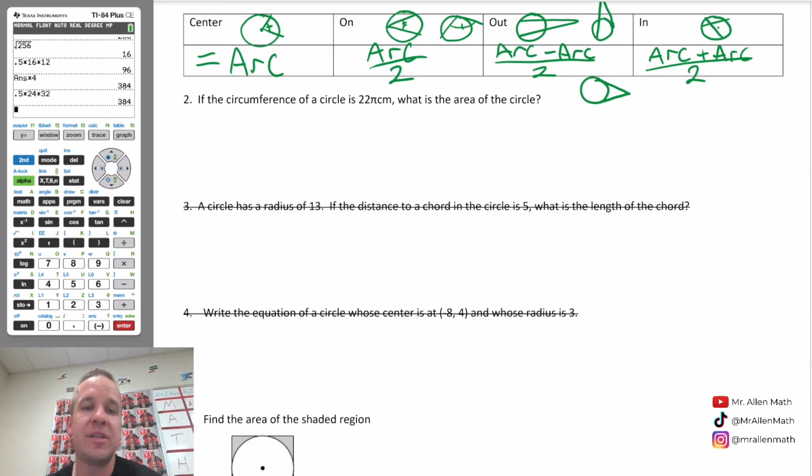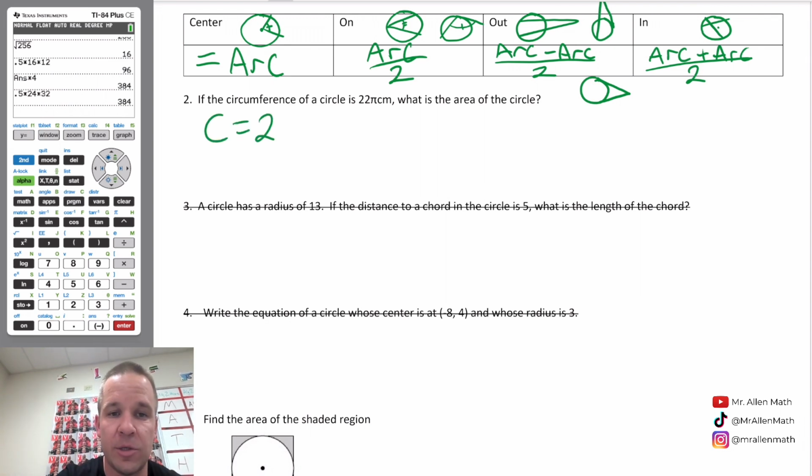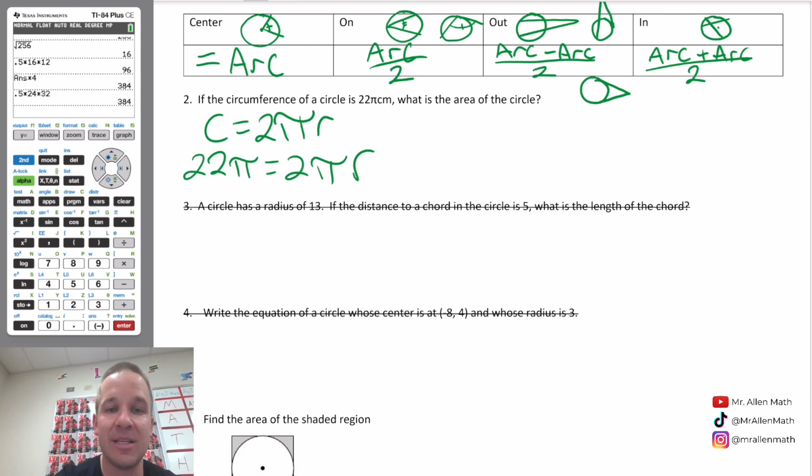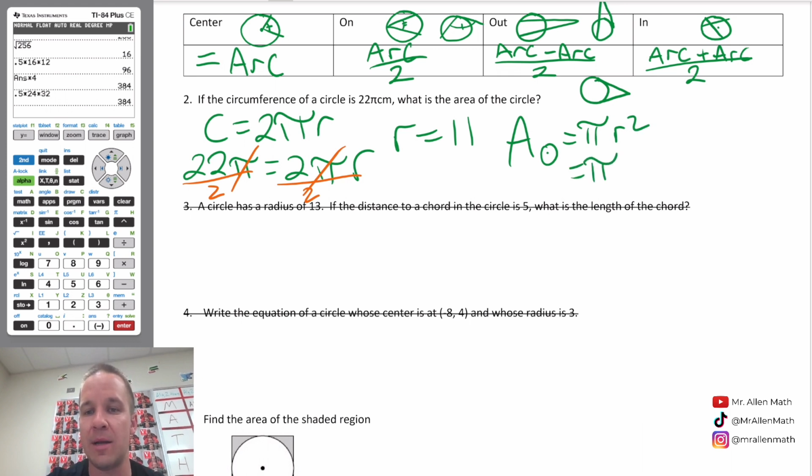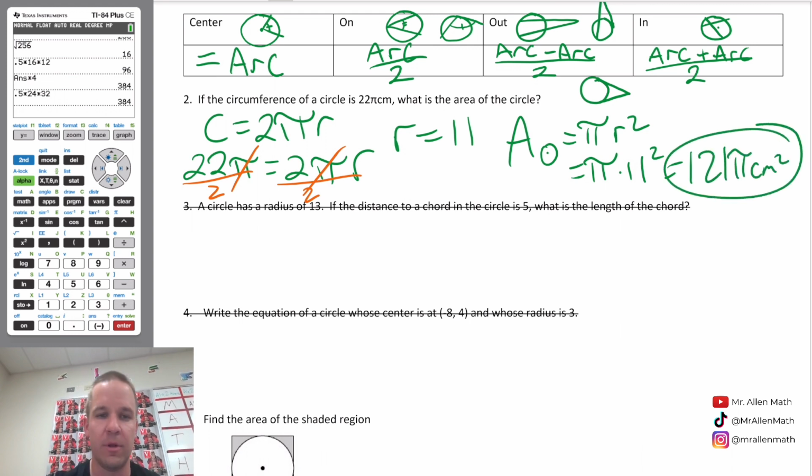So if the circumference of a circle is 22 pi centimeters, what is the area of the circle? Well, circumference formula is 2 pi r. If you don't have that, jot that down. So I know that 22 pi is equal to 2 pi r. I would cancel out my pi's and divide by 2 on both sides. Really, we're dividing by pi on both sides. And I'm going to get r equals 11. Now I can use that r to get my area. So area of a circle is equal to pi r squared, pi times my radius squared. So that's going to be pi times 11 squared, which will be 121 pi, and we have centimeters squared. Done.